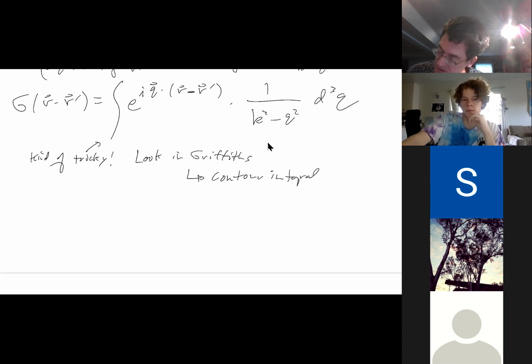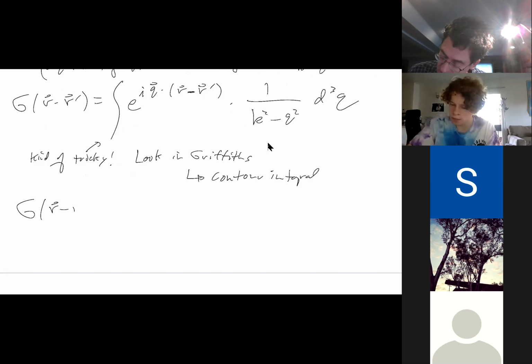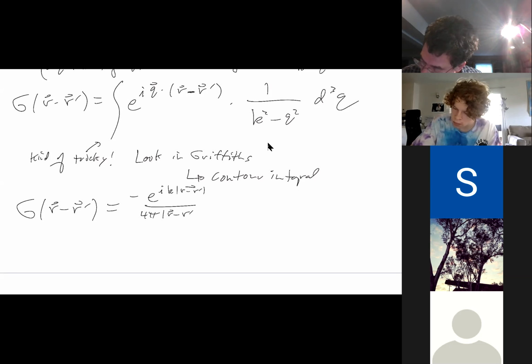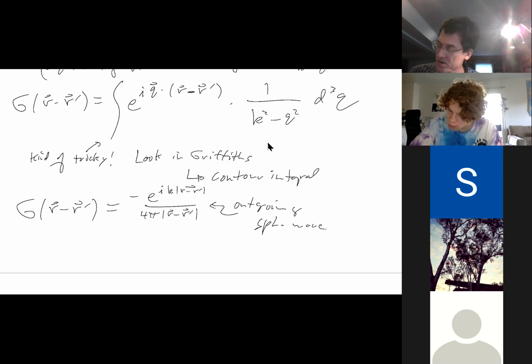When you dot all the i's and cross all the t's, you're going to find that the Green's function is negative e to the I k (r minus r prime), all over 4 pi times the magnitude of r minus r prime. An outgoing spherical wave. All right, so there you have it.